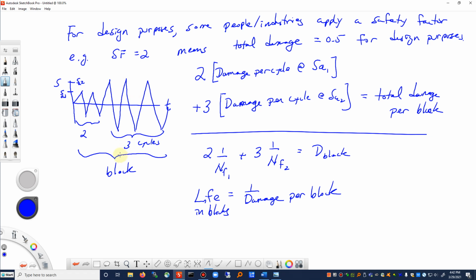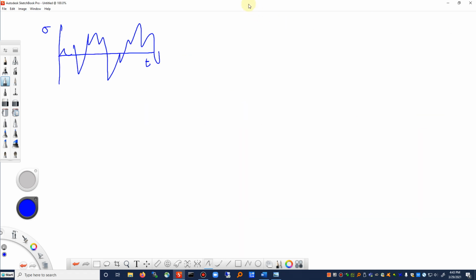Well, with variable amplitude loading, we can do the same sort of thing. We identify the cycles and we figure out the life at that level of stress or strain, calculate the damage, and then accumulate that linearly. All right, so there's my variable amplitude loading history. We identify the cycles.